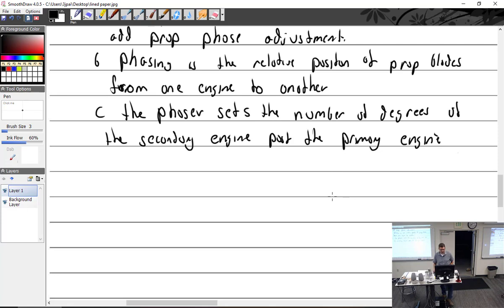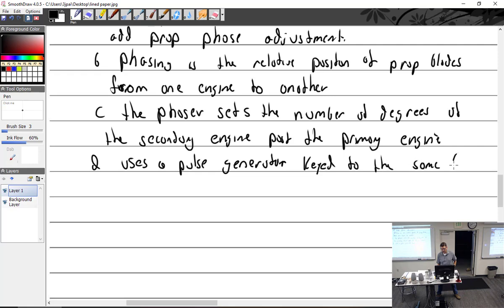All right. The phaser sets the number of degrees of the secondary engine past primary. So now we got the prop blades out of sync, which is something you may want. It may be quieter that way. So let's see. Uses a pulse generator, keyed to the same blade on each engine.